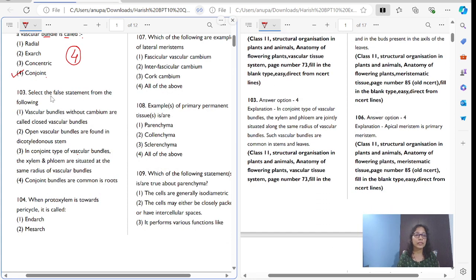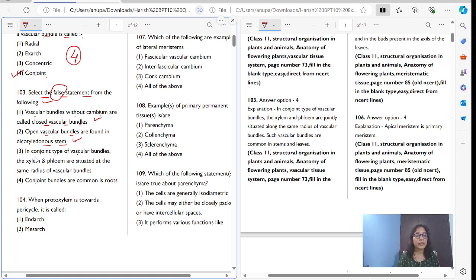Question number 103 states that select the false statement from the following. We have to select the false statement. Let's read the statements. The first statement is vascular bundles without cambium are called closed vascular bundles. So this is correct. When cambium is absent from the vascular bundle, then such a type of vascular bundle is called closed vascular bundle. Second statement is open vascular bundles are found in dicot stem. This statement is also correct. In dicot stem, open vascular bundles are found.